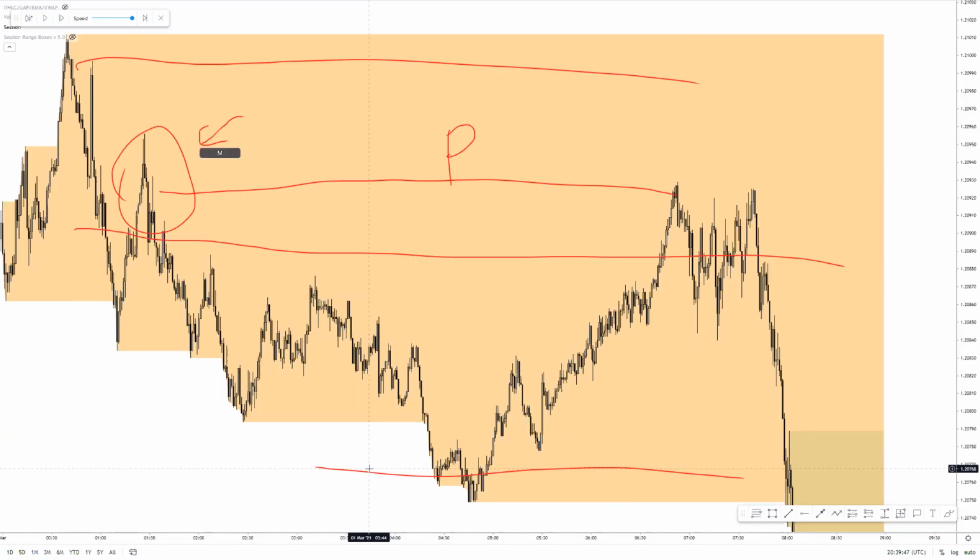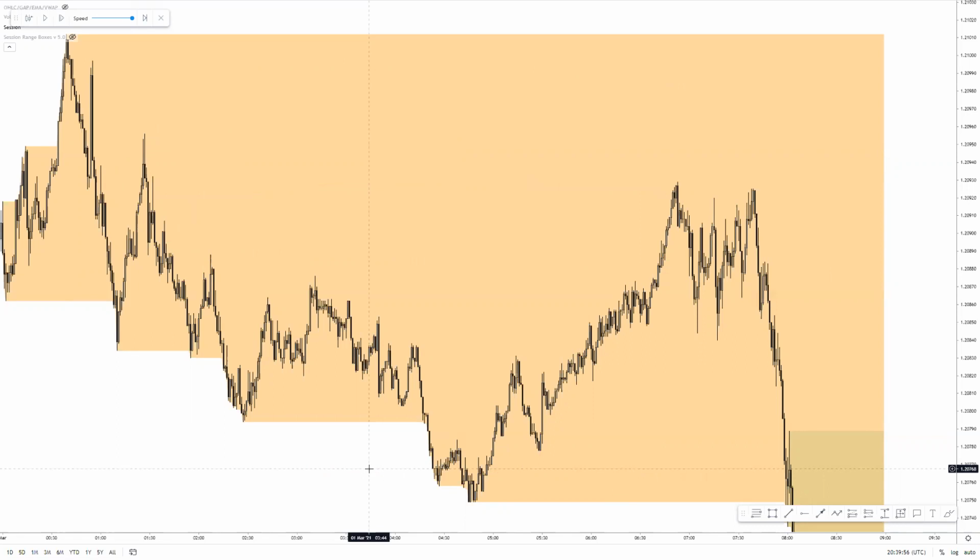Any orders in here that are unmitigated or caused an aggressive move lower or any sort of importance, we may see a bearish momentum shift within these regions. I hope that's making sense so far.